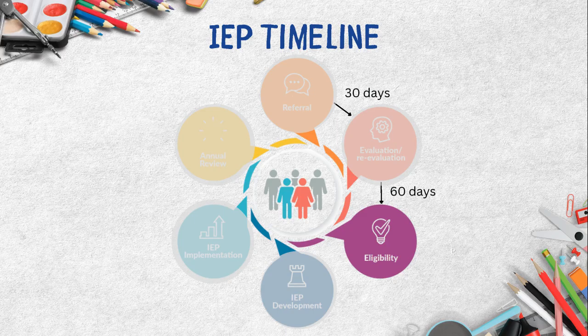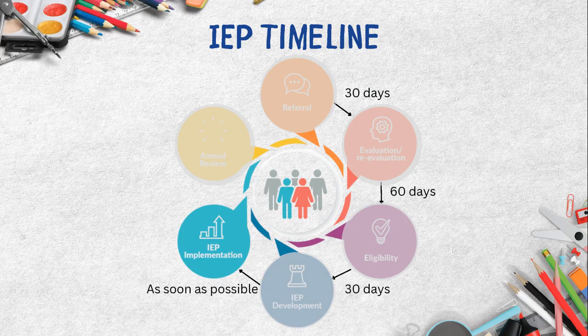There are 3 questions that help to determine eligibility. Does the student meet the criteria for one or more of the disability categories? Does the student's disability adversely affect their educational performance? Will special education and related services address the student's educational needs? Now, once an eligibility meeting has been conducted and a student has been deemed eligible, the team then has 30 days to develop the IEP in hopes of implementing it as soon as possible.